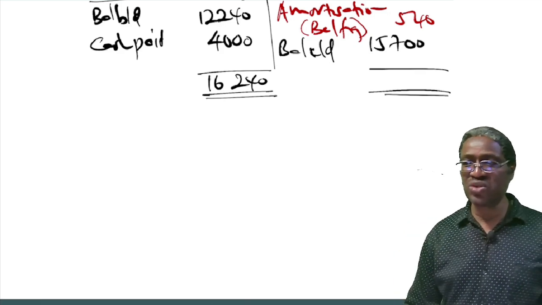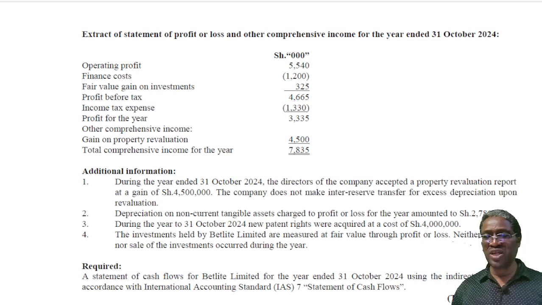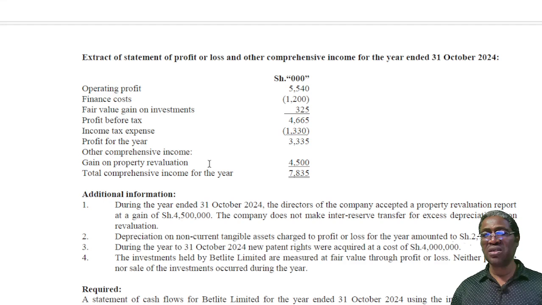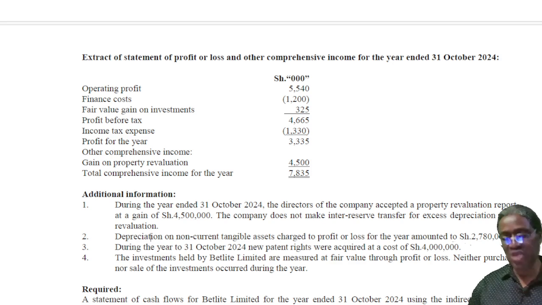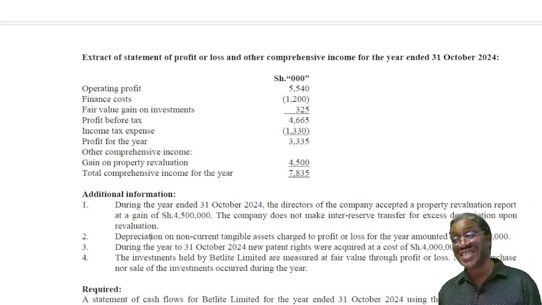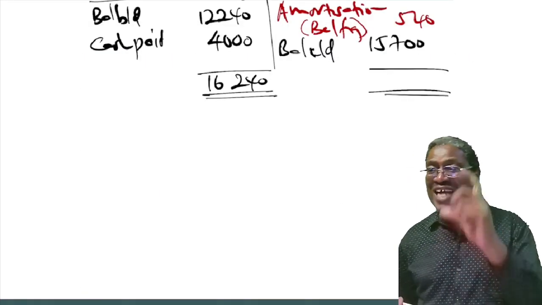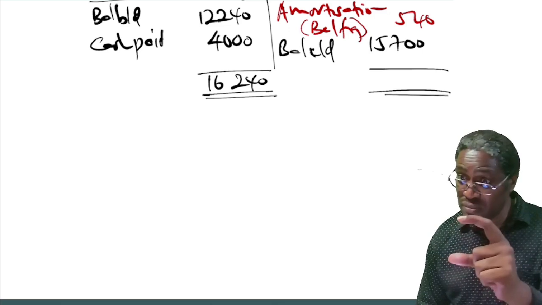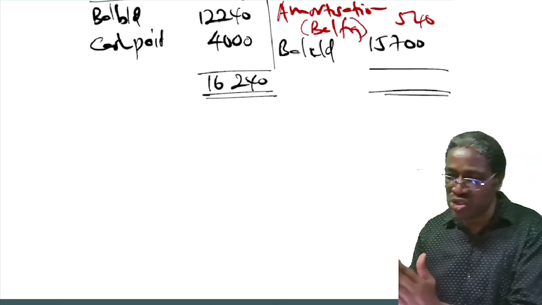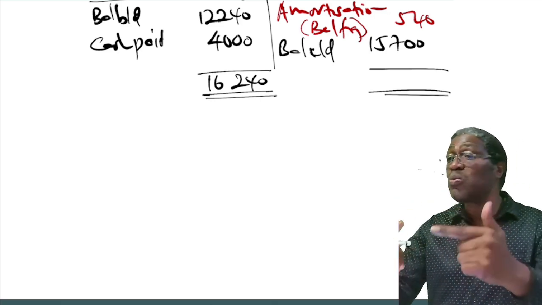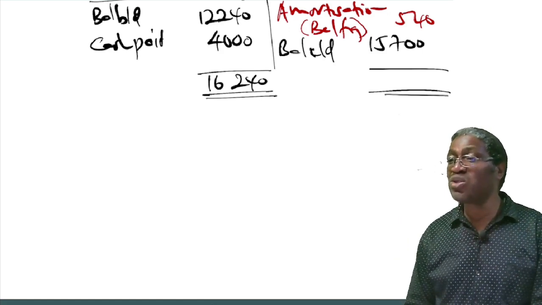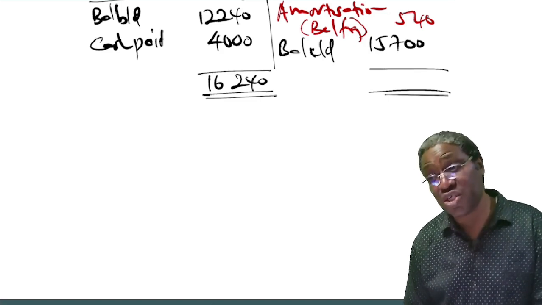And by the way, let's see whether it was reflected in the P&L. If you look at the P&L account, the third item is fair value gain on investment, 325. Good. That is what we shall treat as a non-cash item. If there is a gain on revaluation, just like there could be a gain on disposal, that's a gain on revaluation which went through P&L. That is something we shall treat as a non-cash item.